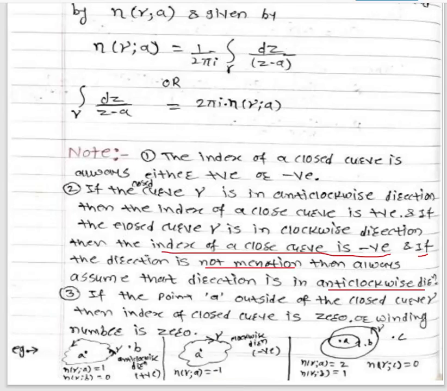Third example: let us suppose that A, B, and C are the points, where the points A and B lie inside the curve gamma, and the direction is given as anticlockwise.